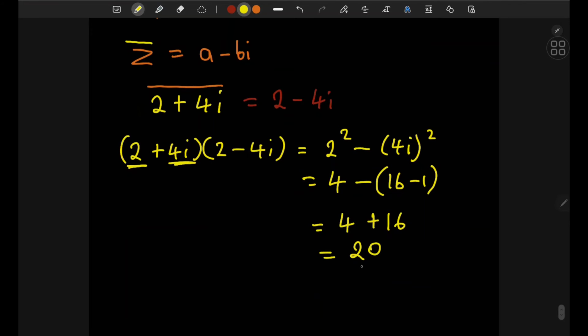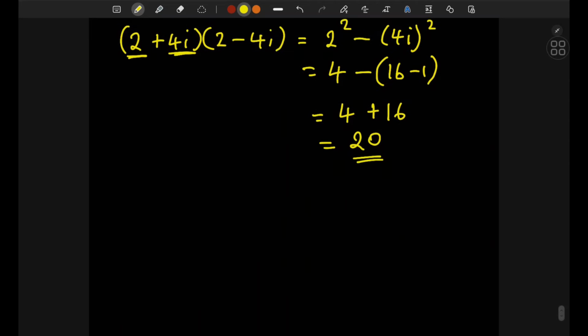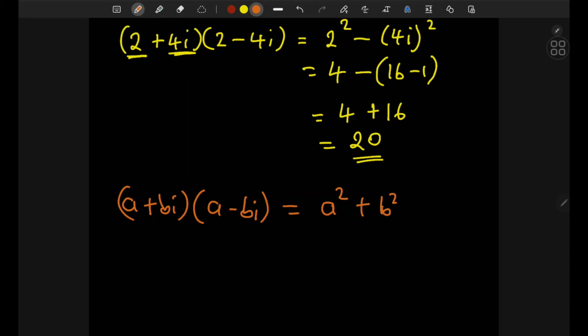So this tells us something. Whenever we multiply two conjugates, the product or the solution that we get is always a real number. So that is, if we are given an expression to multiply a plus bi with a minus bi, our solution here should just be a squared plus b squared under complex numbers. So this should be in your mind. Whenever you're multiplying two conjugates, this is the final solution that you should get, a squared plus b squared.